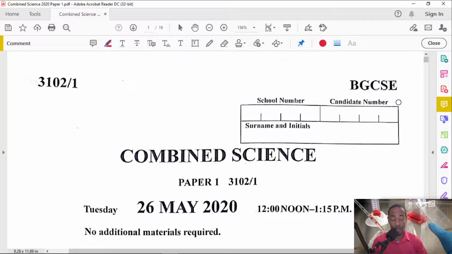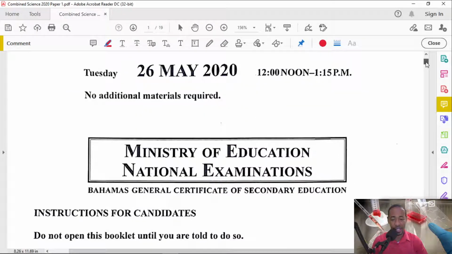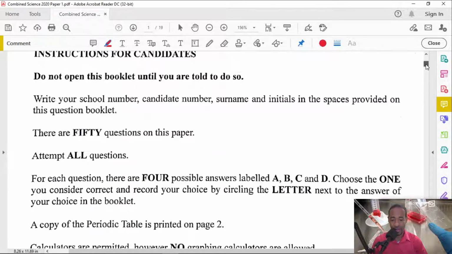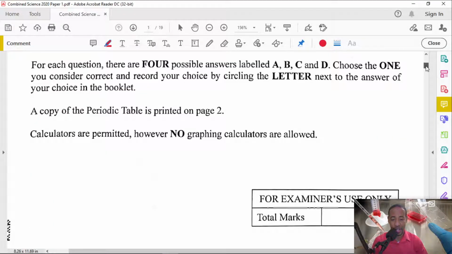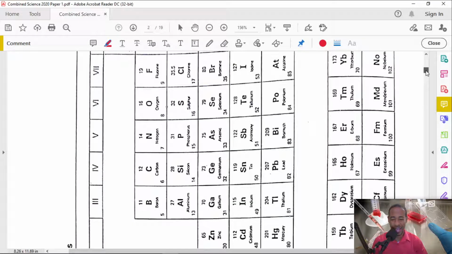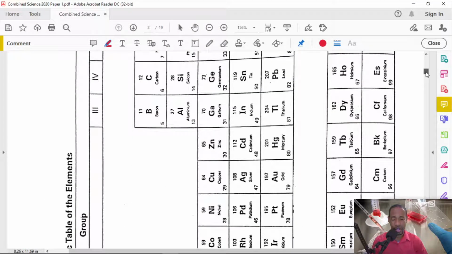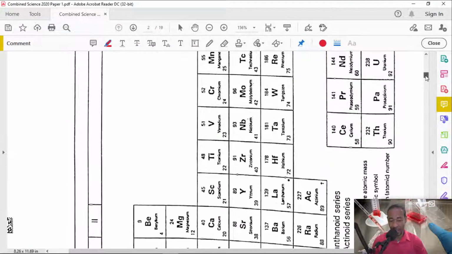Remember, before starting this examination, to always write your school number, your candidate number, your surname, and your initials. Also, importantly, go through the instructions on the paper, and if you do not understand the instructions, please ask questions. They also provide you with a periodic table, which is excellent. You can always refer to the periodic table just in case you need to use it.